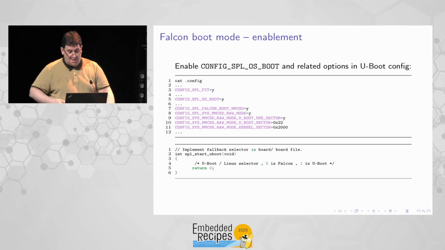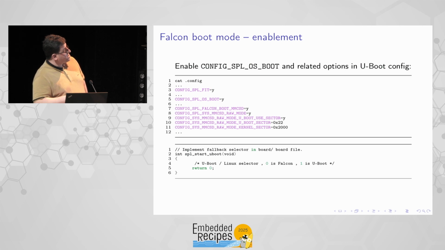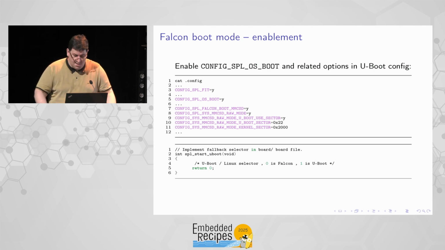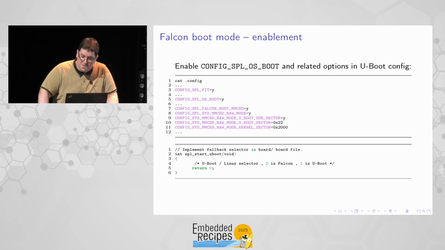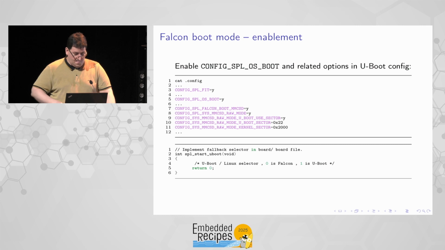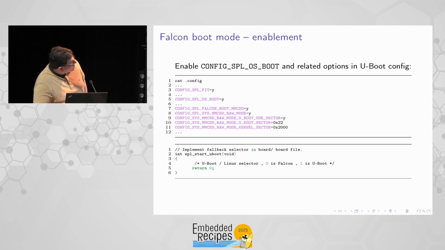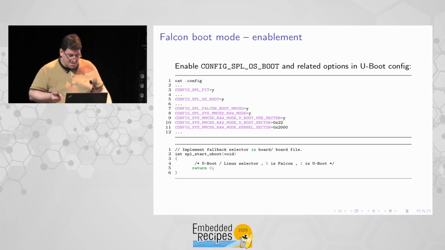In this case, where the U-Boot is, on which sector, on SDMMC in my case, and where the kernel is in the SDMMC, in my case. Right. I have 2 slides left. The SPL start U-Boot function, this is the selector between boot U-Boot from this address or boot the kernel from this offset.